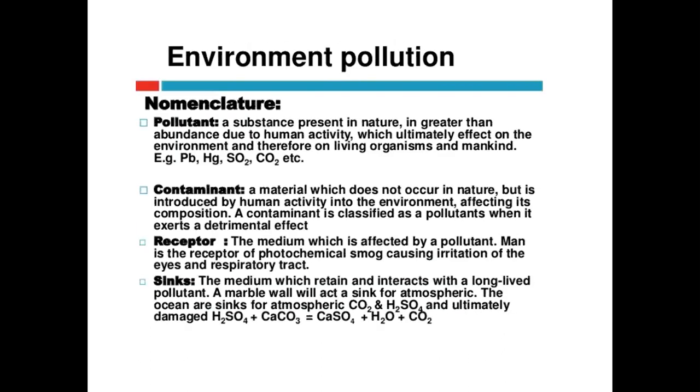Now, pollutants. What are pollutants? Pollutants are substances present in nature in greater than natural abundance due to human activity. These pollutants are like lead, mercury, SO2, CO2, etc. A contaminant is a material which does not occur in nature but is introduced by human activity into the environment, affecting its composition. So a contaminant is classified as a pollutant when it has very harmful effects.